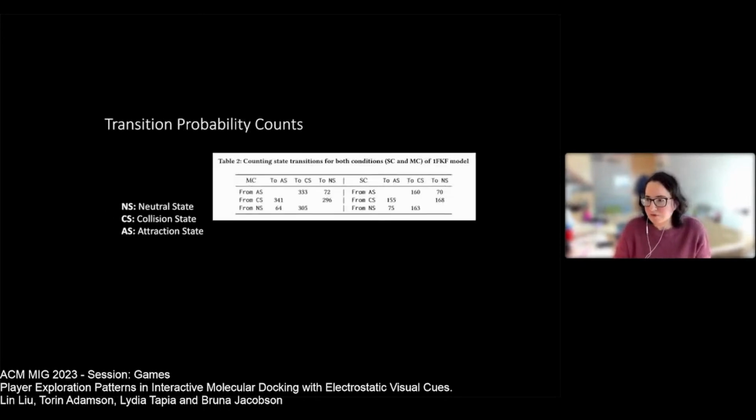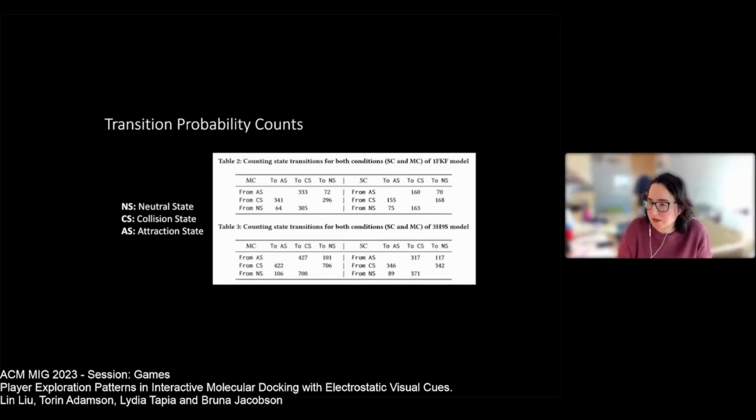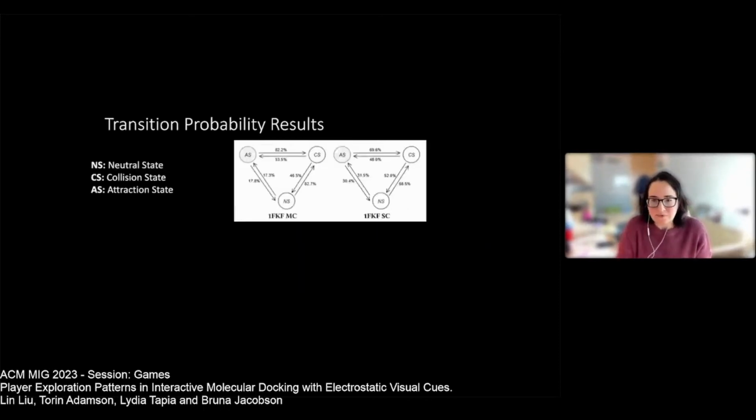So here is our count for the 1FKF model for both conditions, multicolor and single color. And we have similar count for the 3H9S. And we found something interesting here: to go from the attraction state to the collision state in the multicolor environment, this is happening about 82% of the time. And that is significantly reduced in the single color, when it's only happening about 70% of the time. And also from the neutral state to the collision state, you're also having about 82% here, and that's getting reduced to 68% for the single color.